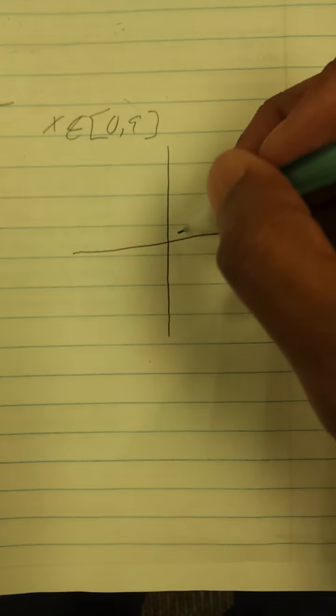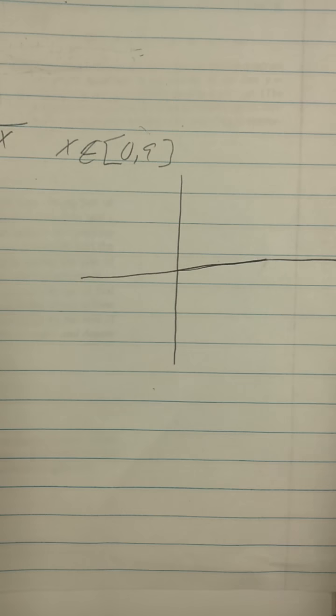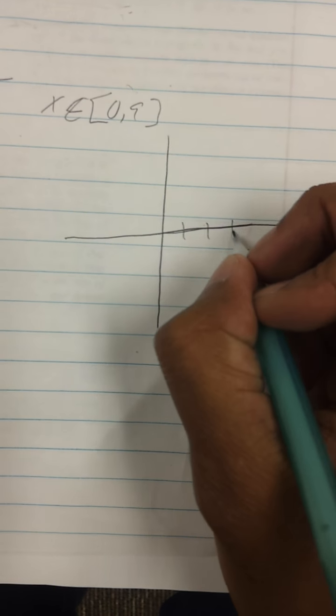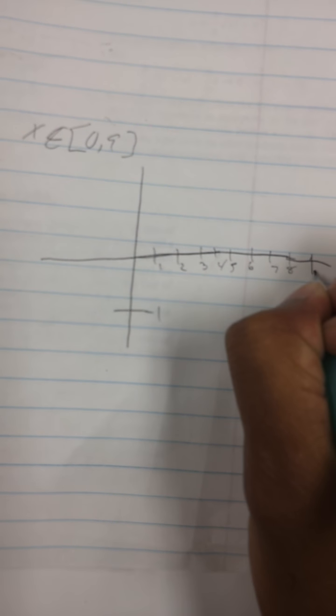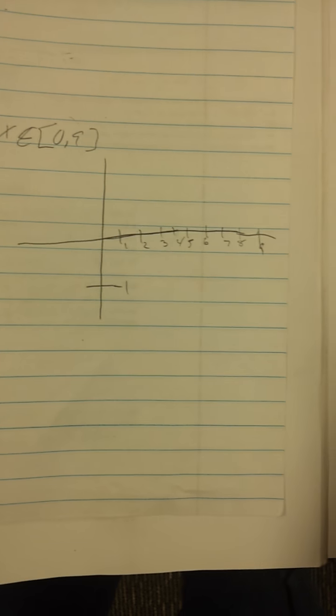So here in this graph, we're going to go ahead and just start off by, it's not as straight as I can make it, but 1, 2, 3, 4, 5, 6, 7, 8, and 9. Okay, this is -1, this is 1, 2, 3, 4, 5, 6, 7, 8, and 9. Okay, so here's our graph. It's not that good, but it's a graph.